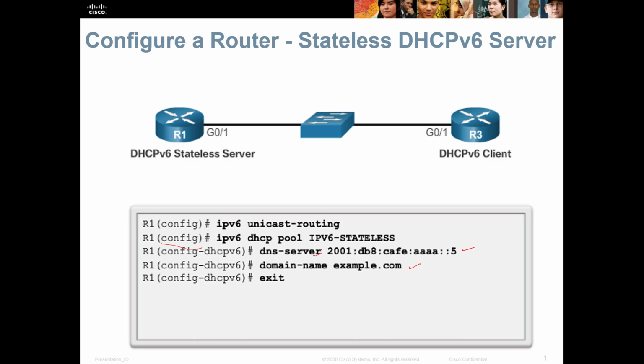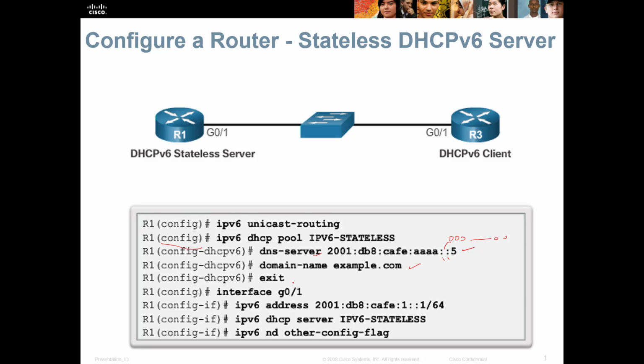If you're going to get to a DNS server, this is the address of that server. And notice with this, remember IPv6 addressing, when you have the two colons back to back like that, this is all zeros in here. So this is a full 128-bit address. And the domain name is going to be example.com. And then you get out of the DHCPv6. You get out of that part of the configuration.